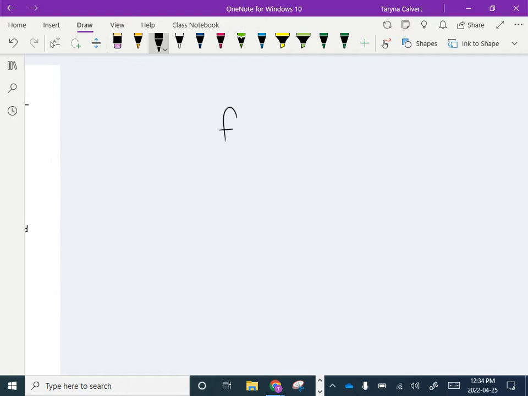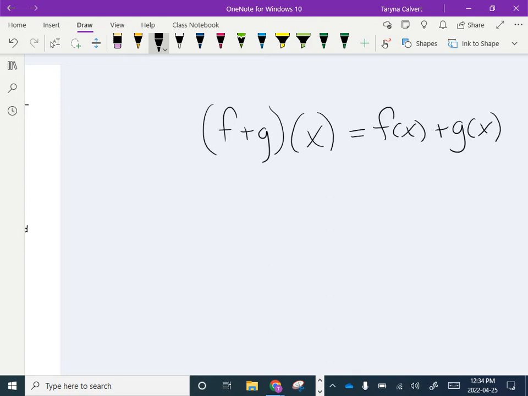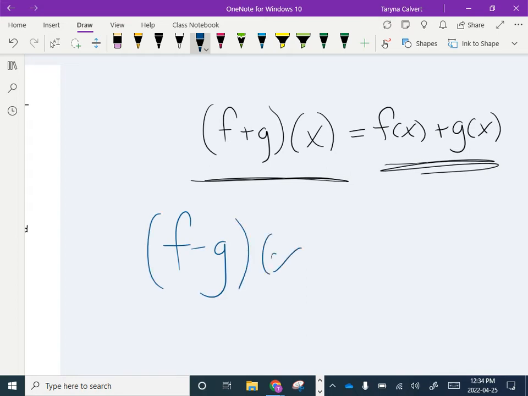If I do f plus g all in brackets and then an x on the outside, that just means take your f function and add it to your g function. Those two things mean the same thing. Okay, you'll see them interchangeably. Sometimes they'll write it like this side, right, to have you do it, or sometimes they'll write it like the right-hand side. Either way, they mean the same thing. Same thing with subtraction. So this is what we did last week, right? That notation just means take your f function and subtract your g function.